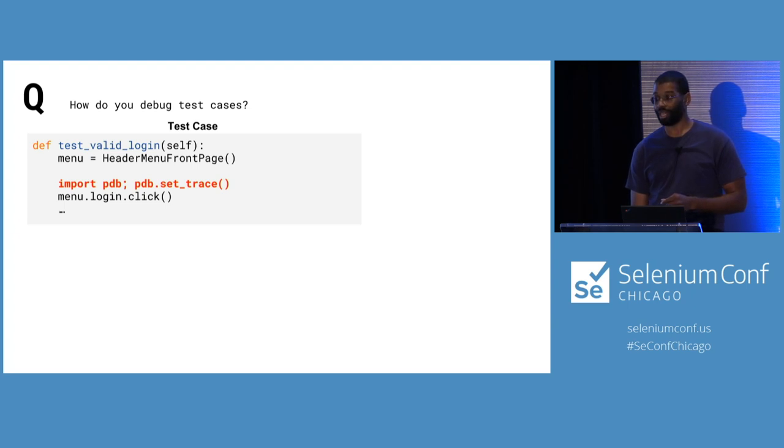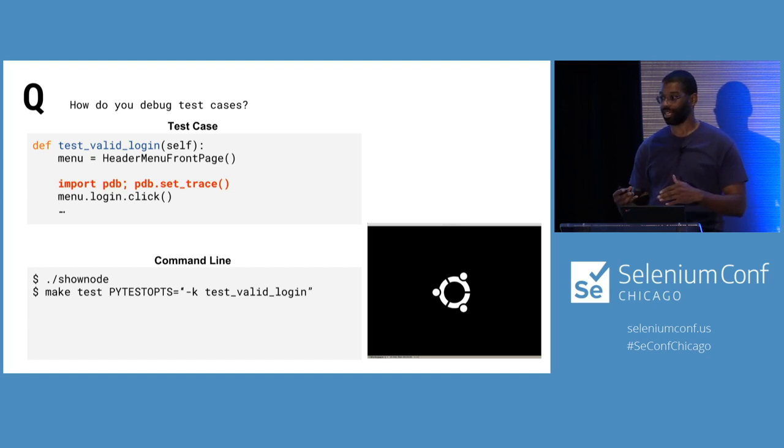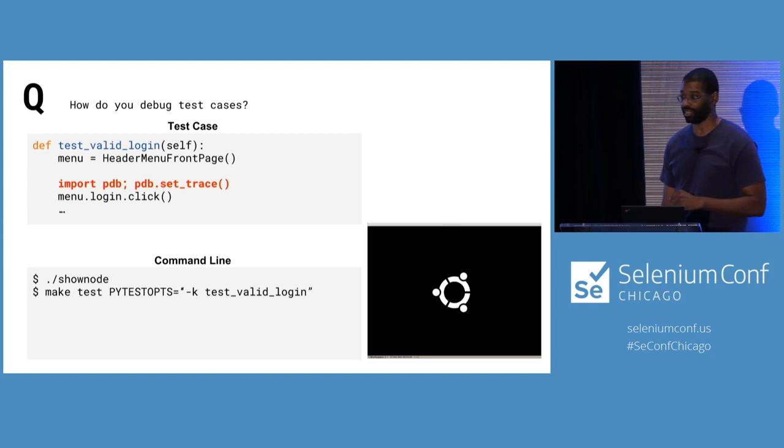And then on the command line, we'll launch our ShowNode program, which will bring up a VNC viewer. We'll then run the make test command to start running our test cases. And we can pass some arguments into the pytest test runner so we can filter out all the test cases we don't want to run, or we can filter the test case we do want to run using the -k option. So in this case, we're going to run the test valid login test case.